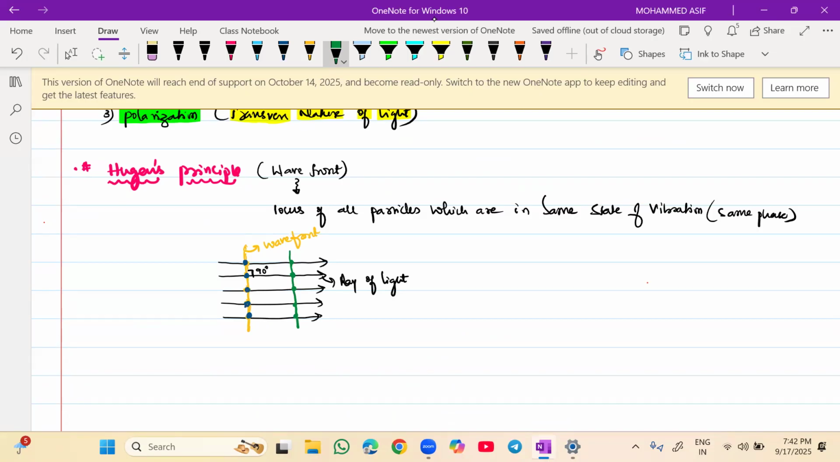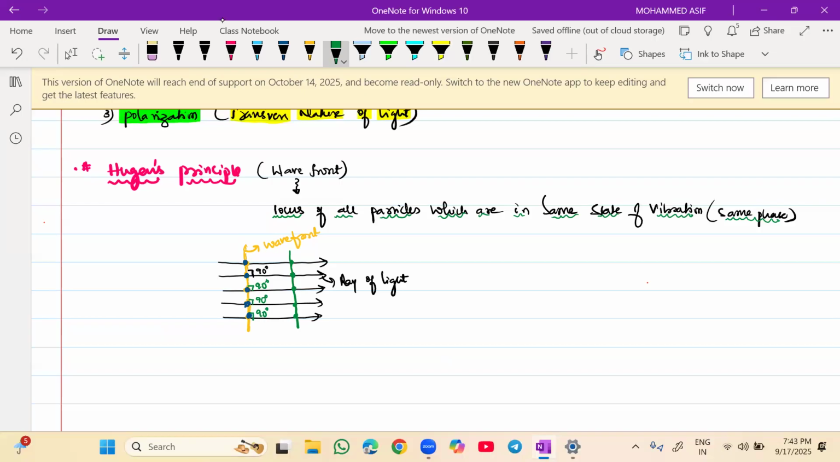Am I clear? What do you mean by wavefront? Wavefront is nothing but the locus of all the particles which are in the same state of vibration, or they are having the same phase. Angle made by the wavefront with the ray of light is how much, beta? 90 degrees. This is very important to be remembered. Am I clear with the definition of a wavefront? Yes, sir.